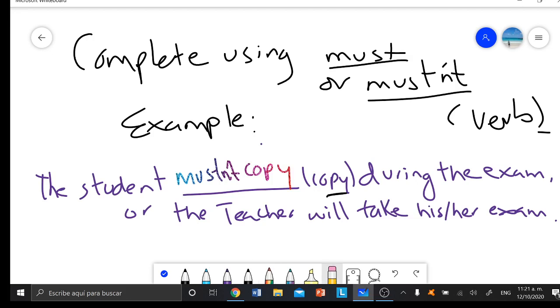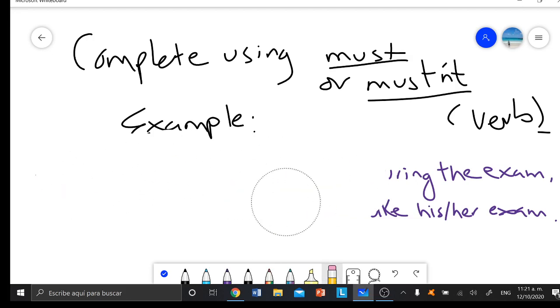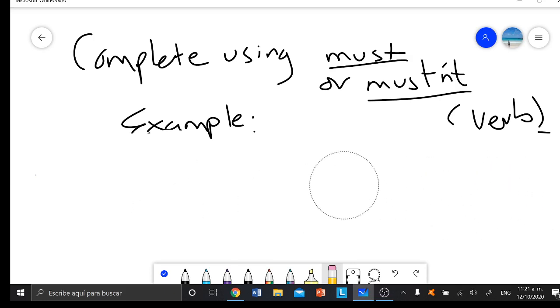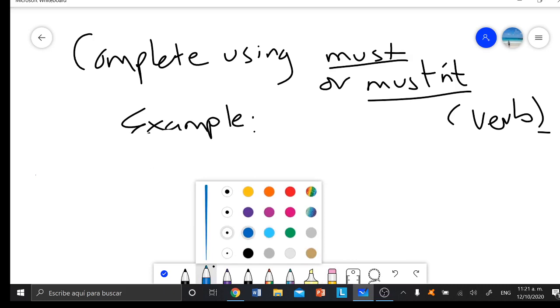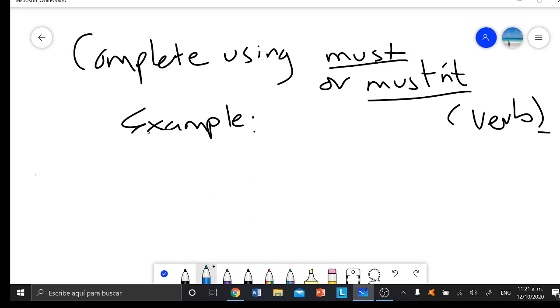Eso es un ejemplo. Y finalmente, les voy a dar el otro para que sepan cómo contestar the activity. Okay, second and last example, segundo y último ejemplo. Let's start.